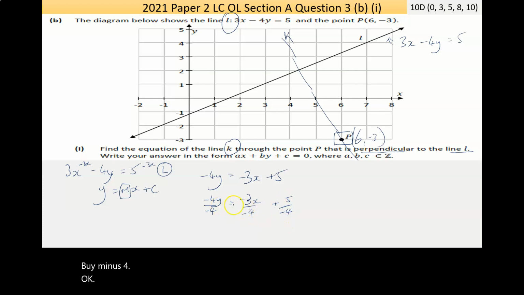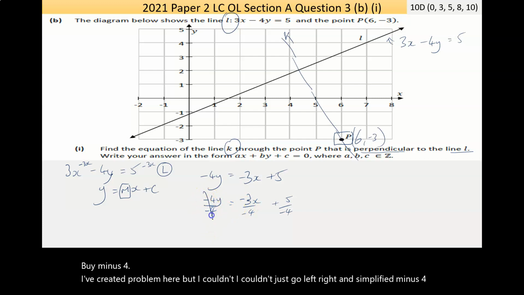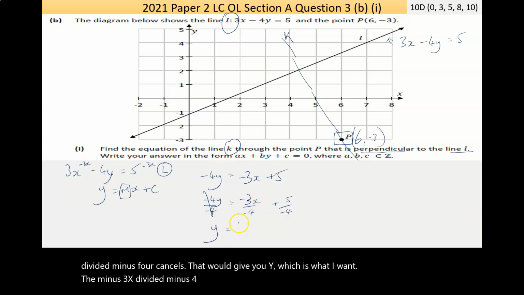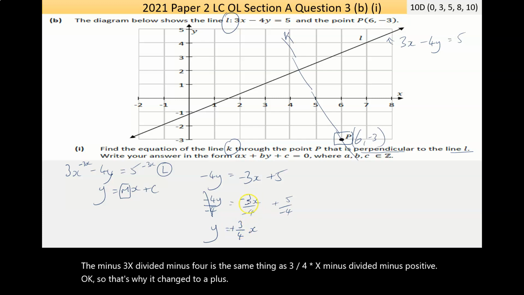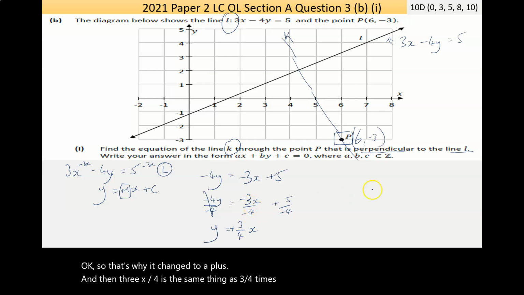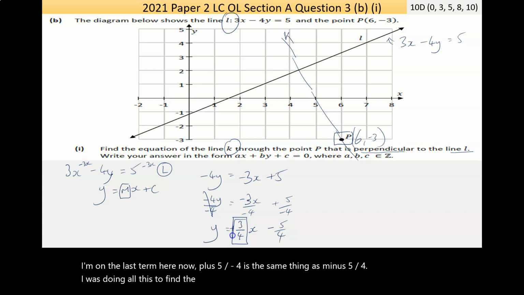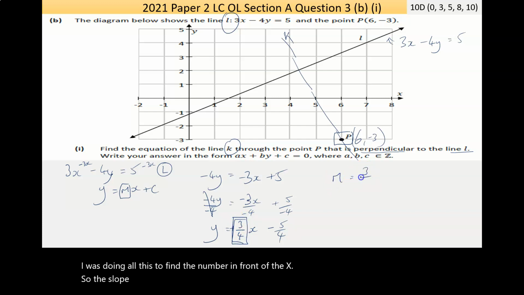Now, I've created a problem here, but I can just go left to right and simplify it. Minus 4 divided by minus 4 cancels and gives you y, which is what I want. The minus 3x divided by minus 4 is the same thing as 3 over 4 times x. Minus divided by minus is positive. So that's why I changed it to a plus. And then 3x over 4 is the same thing as 3/4 times x. On the last term, plus 5 over minus 4 is the same thing as minus 5 over 4. Again, I was doing all this to find the number in front of the x. So the slope is equal to 3/4.